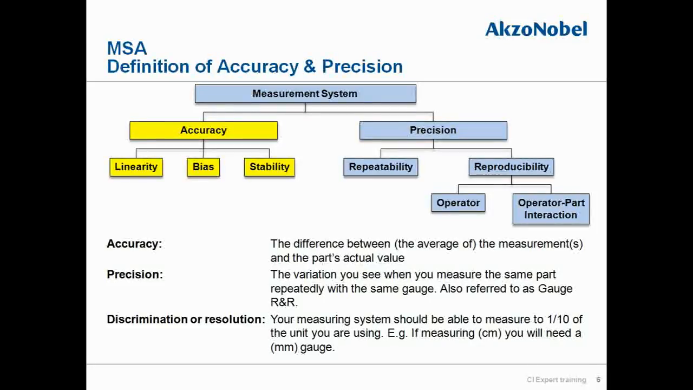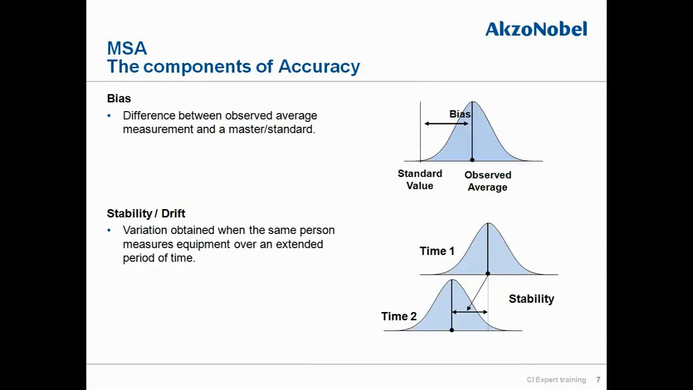Accuracy of the measurement system has three key components, which are linearity, bias, and stability. Bias is the difference between observed average measurement and the master or the standard, whereas stability is the variation that is obtained when the same person measures the same part equipment over an extended period of time.